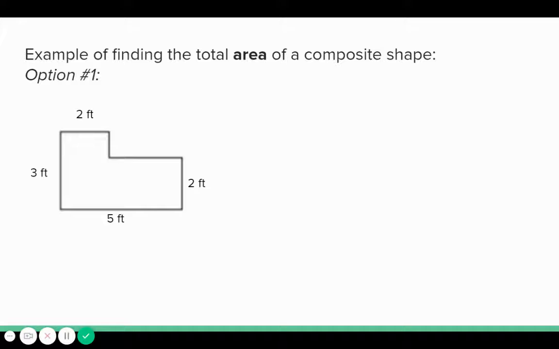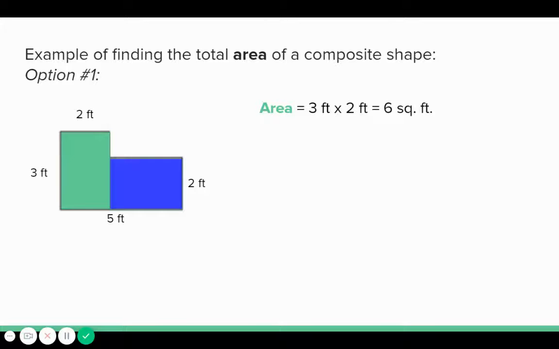Now let's talk about finding the total area of a composite shape. This is going to be our first option. We're going to decompose this shape into 2 rectangles. This is the first rectangle, shaded green, and we can see that this rectangle has a length and a width. Therefore, I can determine the area of the green rectangle. The area of the green rectangle is going to be 3 feet times 2 feet, and that is 6 square feet.